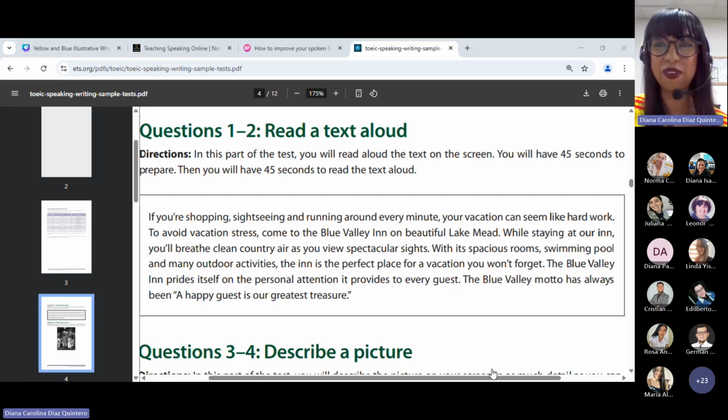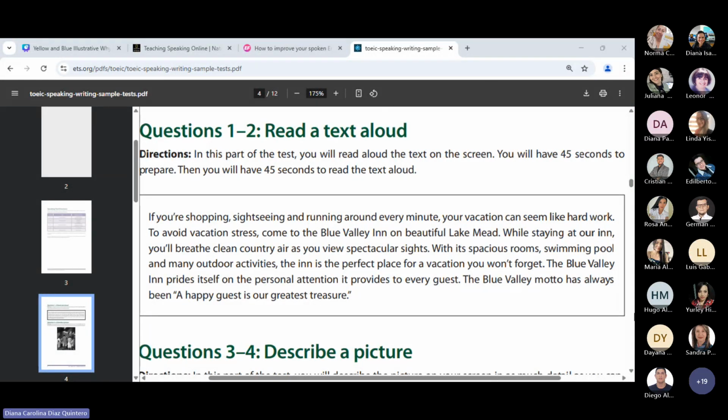Okay, very good. I'm going to take care of the time. I'm going to tell you how it was. So we're going to have a minute to prepare this reading. All of us, including me, are going to prepare the reading, and then I hope that two of you can read this paragraph in 45 seconds. Ready?